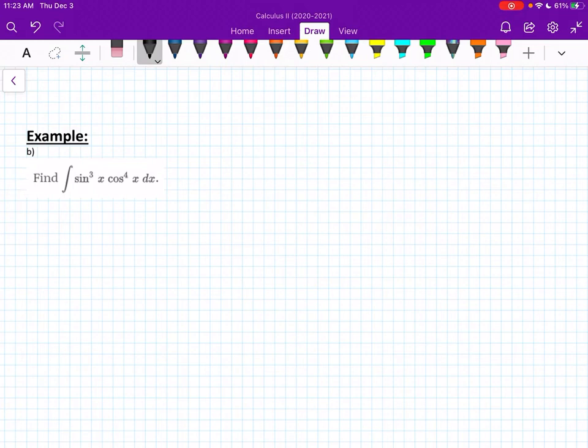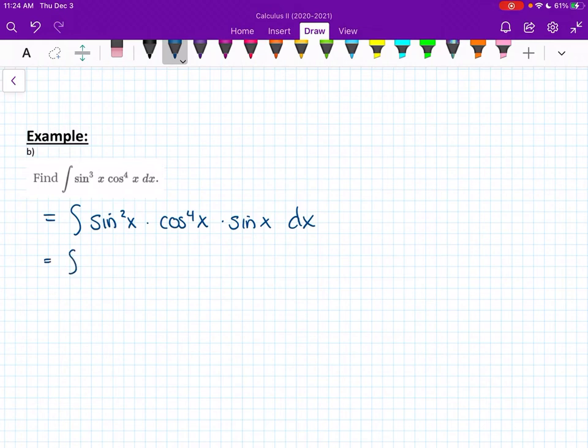So what we're going to do is rewrite that as sine squared of x times cosine fourth of x, and then I'm going to peel off one of those sines of x over here. All I did was split up that sine cubed into sine squared and sine. Then for my sine squared, I'm going to use my Pythagorean identity, so that's the same thing as 1 minus cosine squared, and then I have cosine fourth x sine x dx.